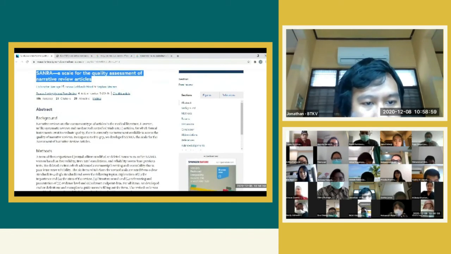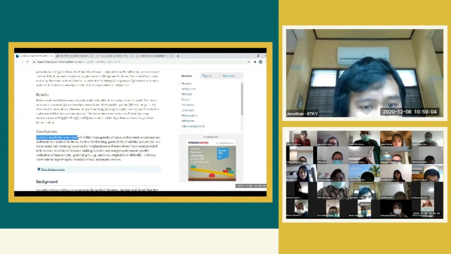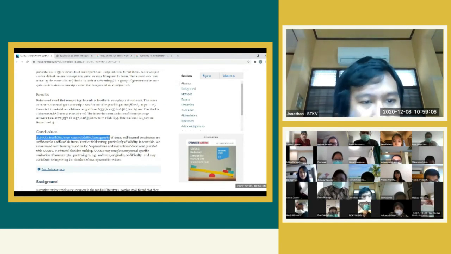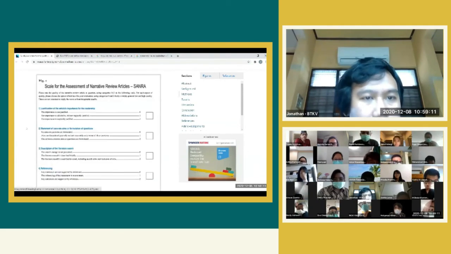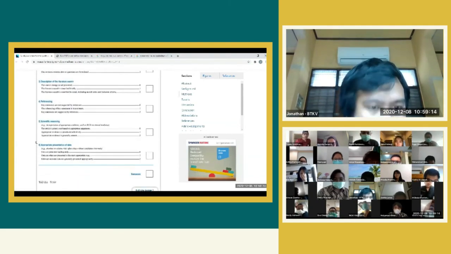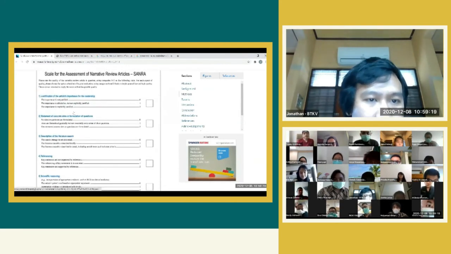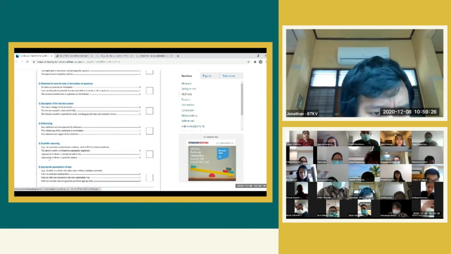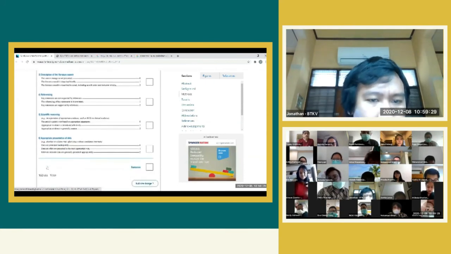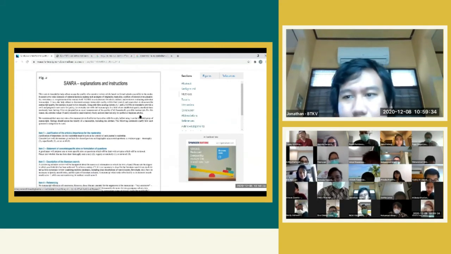So yes, this article found that SANRA's feasibility, inter-rater reliability, homogeneity, and internal consistency are sufficient. And the checklist is explained here. It comes with 6 different questions about justification of the article, importance to the readership, statement of concrete aims or formulation of questions, description of the literature search, referencing, scientific reasoning, and appropriate presentation of data. Yeah, maybe that's all that I could help, sir.